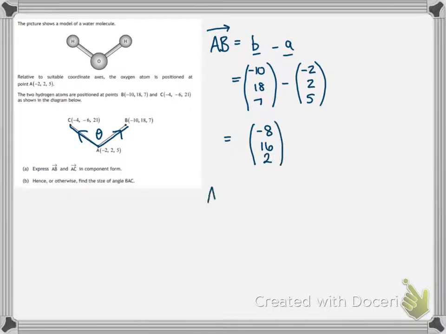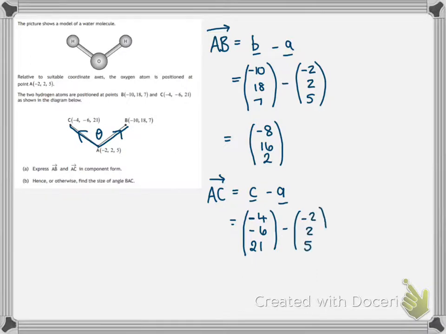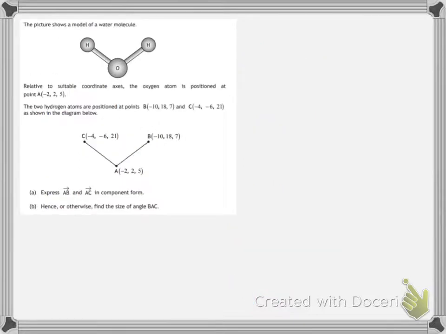All right. And then I want to do the same again for AC. So that's going to be position vector C take away position vector A. So position vector C is -4, -6, 21, and I'm taking away -2, 2, 5. So my vector AC is going to be -2, -8, 16. Alright, so that's part A done, and we're going to use those 2 vectors for part B. So I'm just going to write these up at the top.